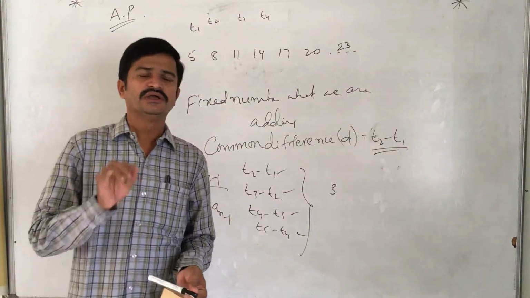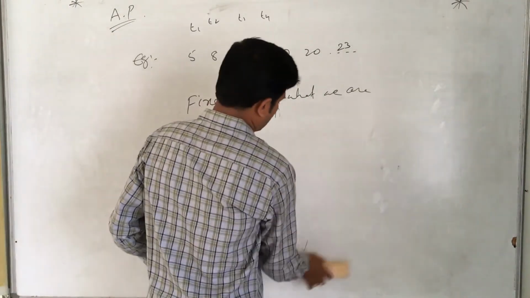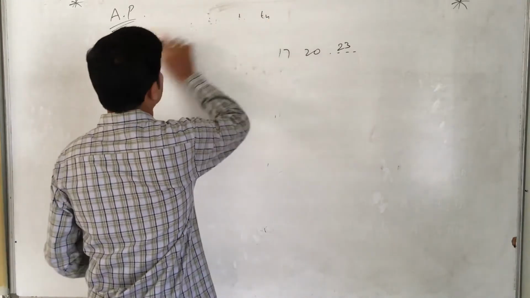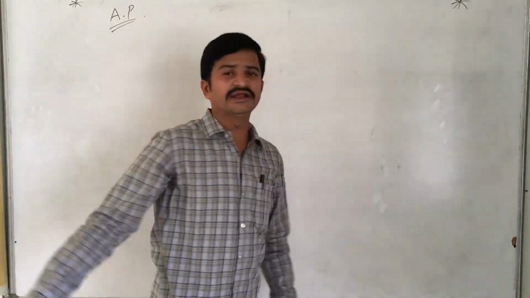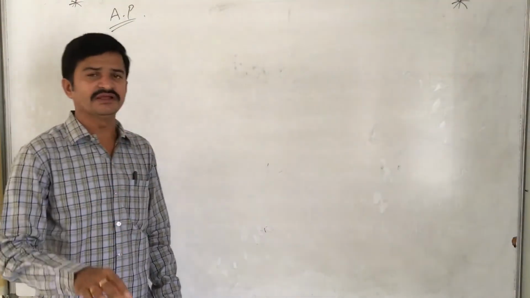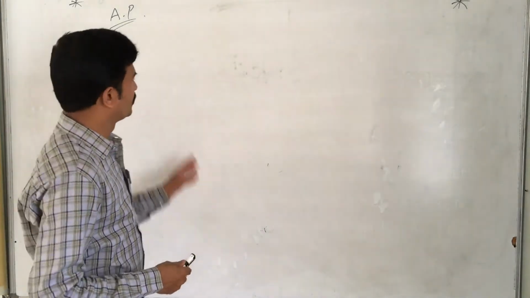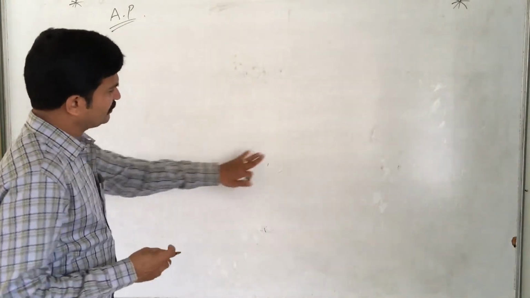So here one thing we learned, that is the common difference. What is the definition of common difference? The difference between any two consecutive terms of an AP is called the common difference. Isn't it? Okay.